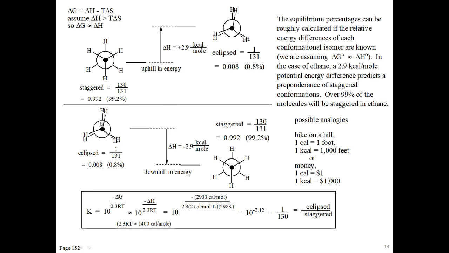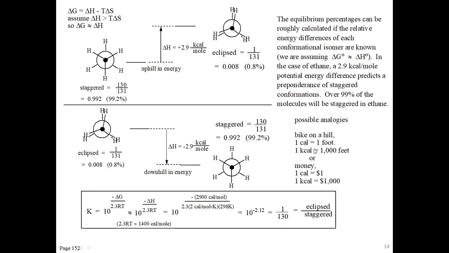If we turned it around, we would be at the high energy, and we would come down to the low energy, so we're thinking that should be a bigger number than 1. And we would do the same thing. Now we have a minus 2.9. So if I come down here and put a minus, this would be a plus number. And so I would get a number bigger than 1, 10 to the 2.12. And so I would get 130 of the product, which is the lower energy form, and only 1 of the starting material.